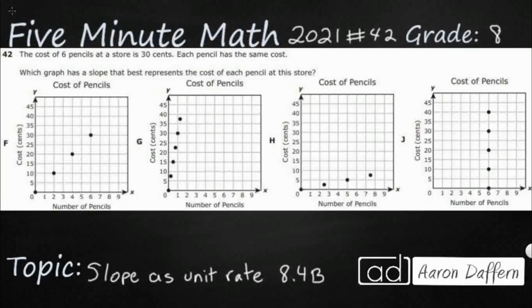Today we are looking at the 8th grade concept of slope as unit rate. This is standard 8.4b in the great state of Texas, and we are using item number 42 off the 2021 released STAAR test. If you have not done so already, please go ahead and take a moment to pause the video, work this problem out on your own, unpause it, and we will look at our answers together.